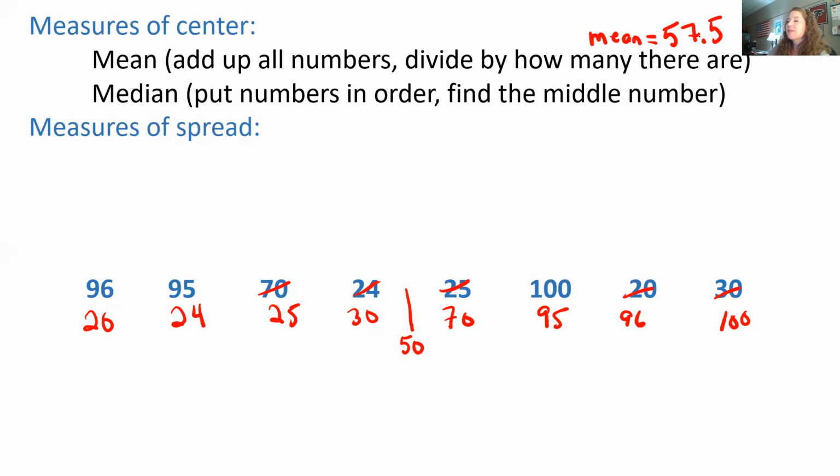So the median is 57.5. The median, the middle of my data, is a 50. So those aren't too far apart, right? Those are pretty close together.